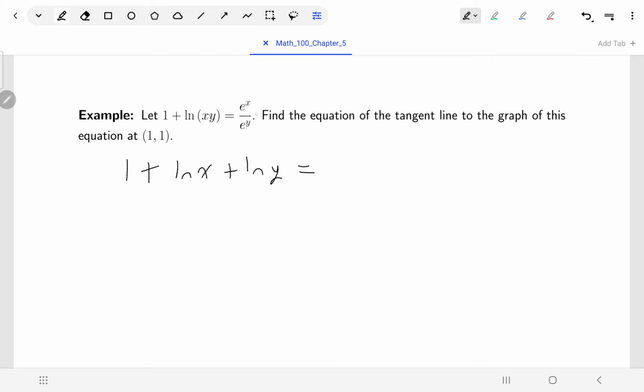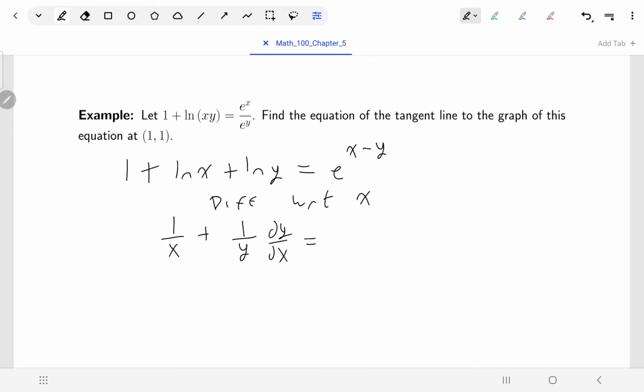And on the right side, I technically have a quotient, and I can fix that by using my exponential properties and saying, well, that should be e to the x minus y. And now I'm going to differentiate both sides with respect to x. So anytime I differentiate things involving y, I need to remember that y is a function of x, so there'll be a dy dx popping up. The derivative of y is 0, and the derivative of natural log of x is 1 over x. The derivative of natural log of y would be 1 over y times the derivative of y.